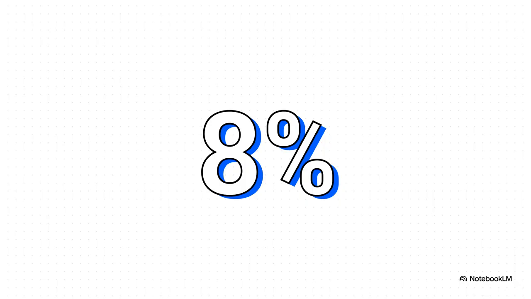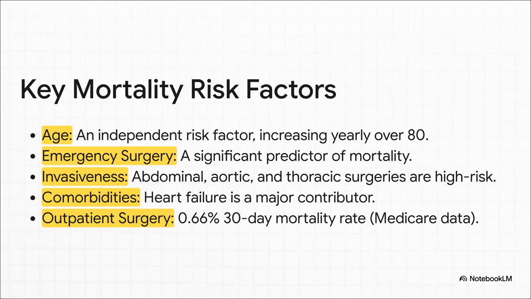The number to lock in your brain is 8%. This single statistic tells a huge story. Age, all by itself, is a major independent risk factor. In fact, for every single year over 80, the relative risk just keeps ticking up. But it's never just about age, right?